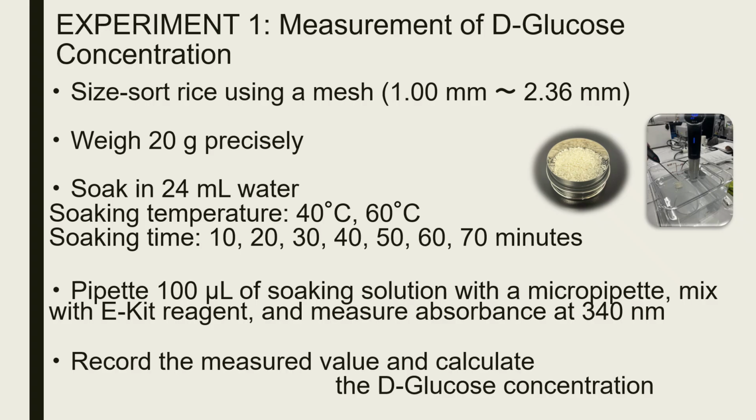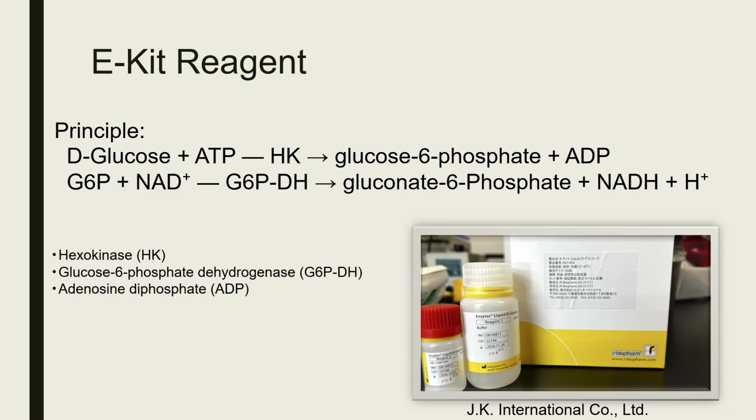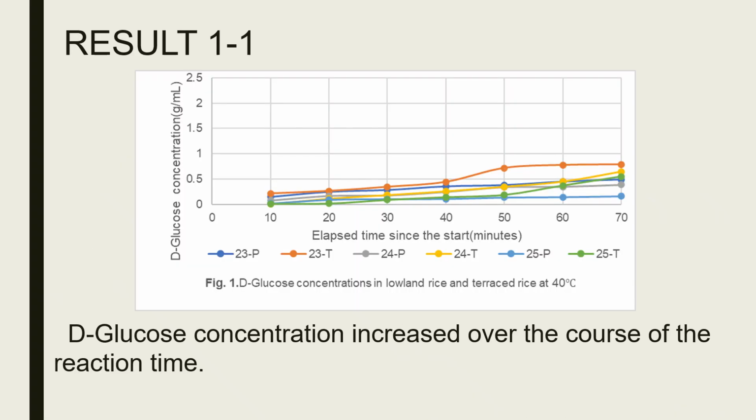calculations and data analysis. D-glucose concentration was measured using the E-kit manufactured by JK International Co., Ltd. This assay is based on enzymatic reactions catalyzed by hexokinase, HK, and glucose 6-phosphate dehydrogenase, G6PDH. The principle behind this is an example of utilizing technology to visualize invisible phenomena as numerical values. From here on, I will explain the results obtained from the experiment.